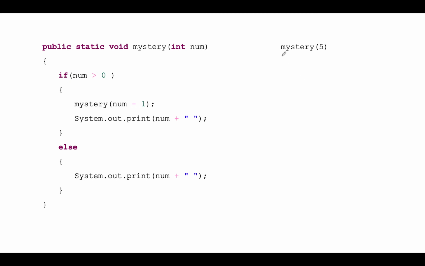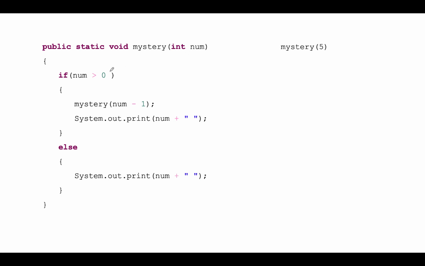Let's take a look at this question. We need to figure out what the output is going to be when we call mystery 5. Now let's look at the method mystery. It takes one argument, which is an integer, and we're going to assign that value to variable num.